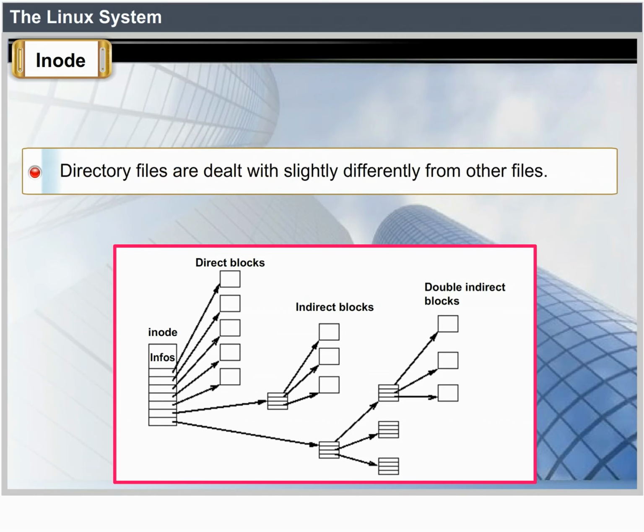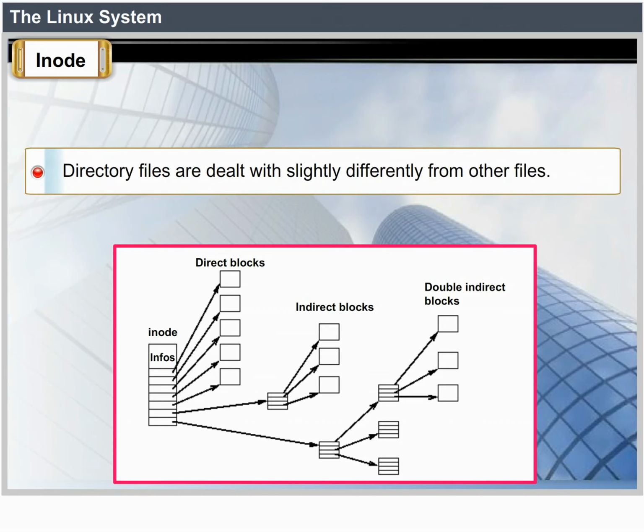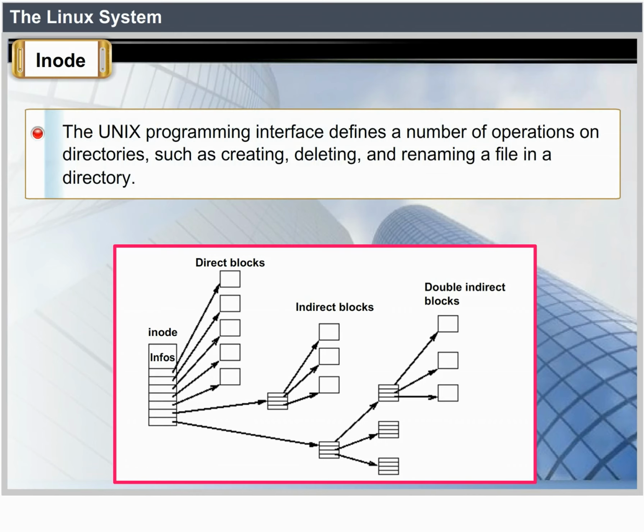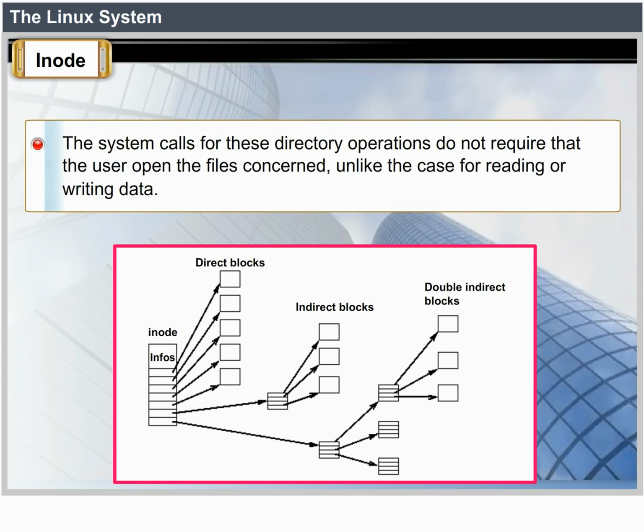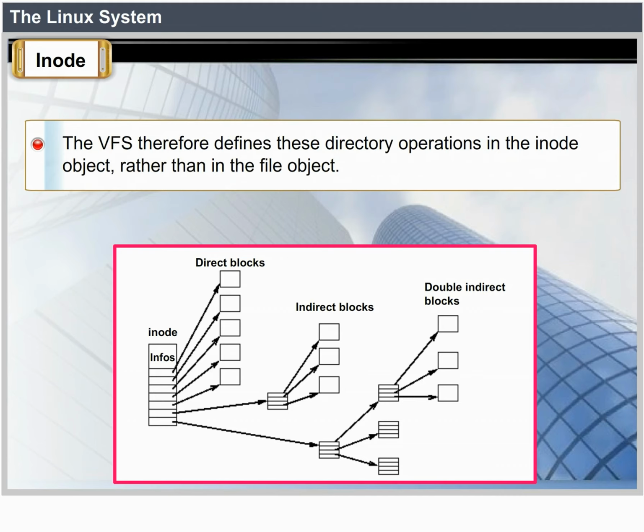Directory files are dealt with slightly differently from other files. The Unix programming interface defines a number of operations on directories, such as creating, deleting, and renaming a file in a directory. The system calls for these directory operations do not require that the user open the files concerned, unlike the case for reading or writing data. The VFS therefore defines these directory operations in the inode object rather than in the file object.